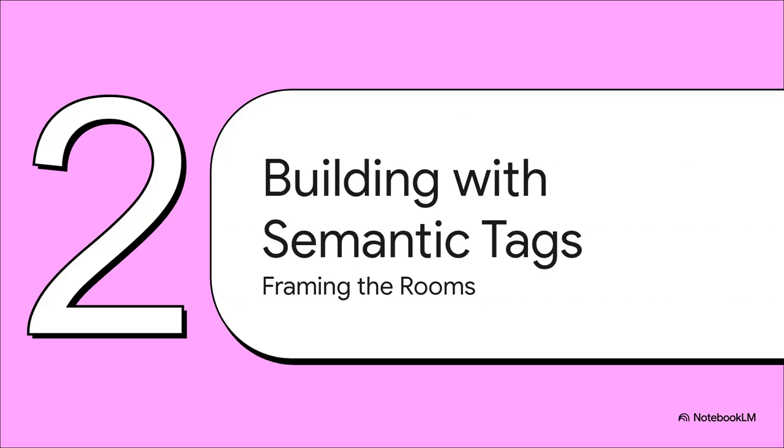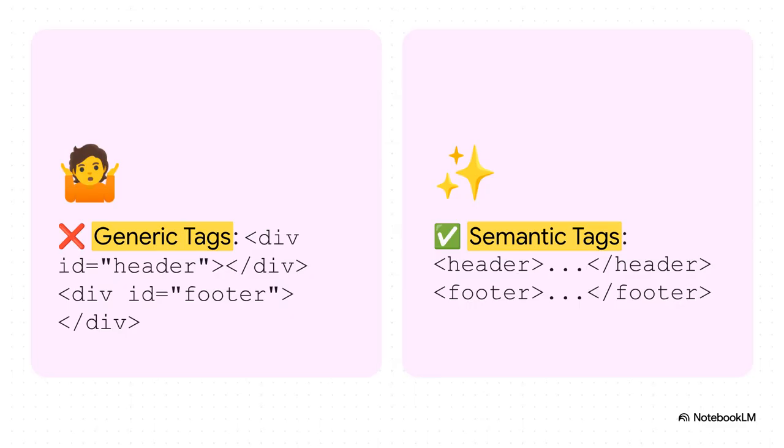Okay, so we've got our foundation poured. How do we frame the actual rooms of our house? Well, we use tags that have meaning. We call these semantic tags. See, back in the day, we used these generic div tags for just about everything. And yeah, it worked, but it was so vague. Modern HTML5 gives us something way, way better: descriptive semantic tags. So instead of a generic div with an id of header, you can just use the header tag. It is instantly clear to developers and to the browser what each part of the page is actually for.